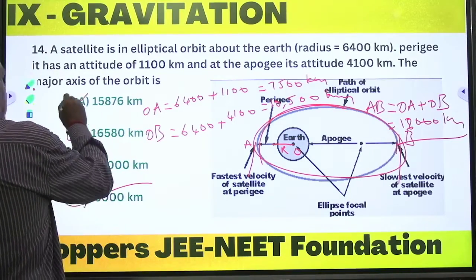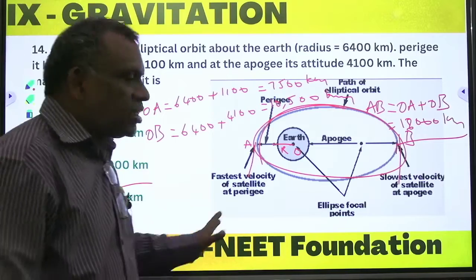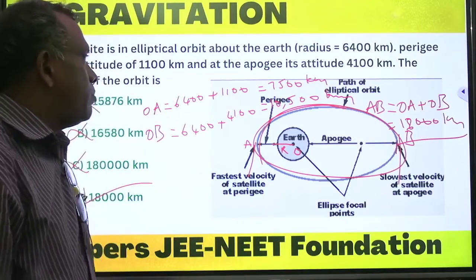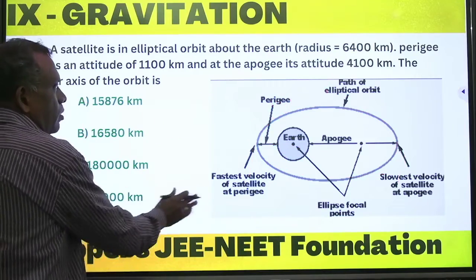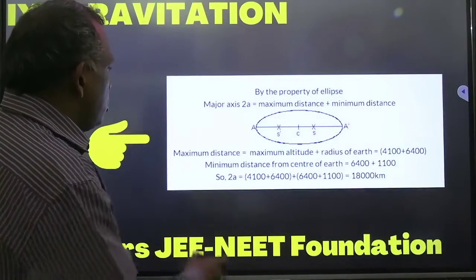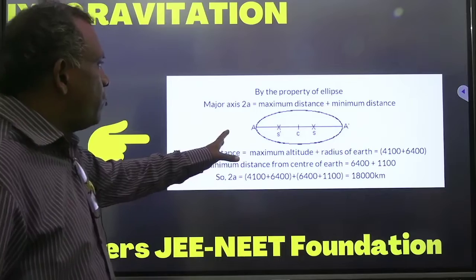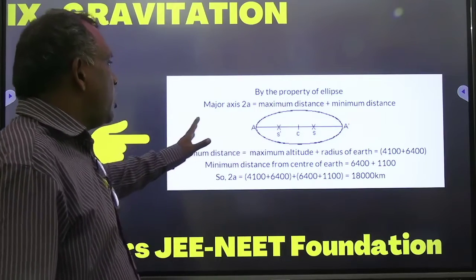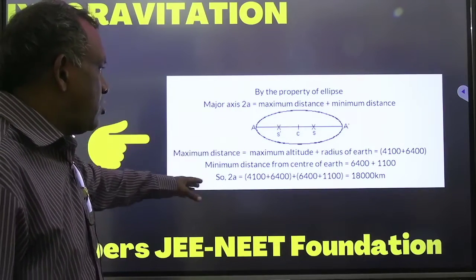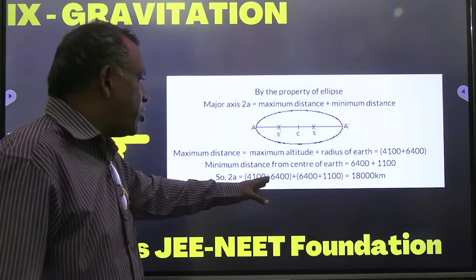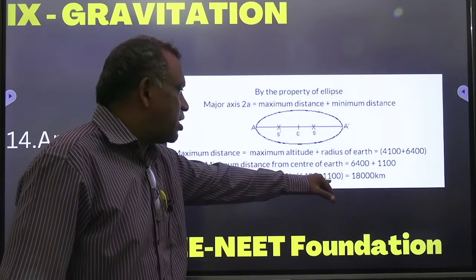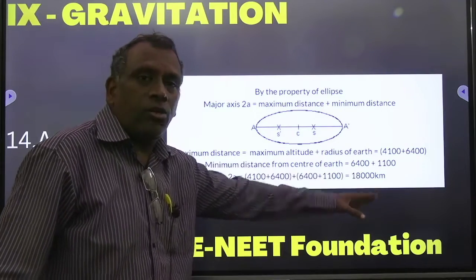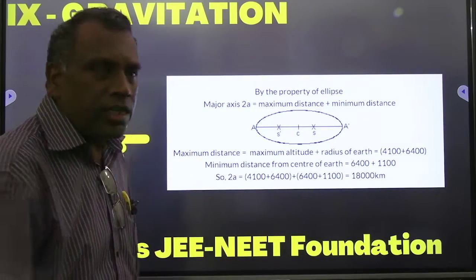The remaining three options are wrong. See, this is the simple way you can solve this problem. So this is about question number 14. In the question number 14 explanation, by the property of the ellipse major axis, you can find it like this: 2a equals 4100 plus 6400, where 6400 is the radius of the earth, plus 1100, which is 18,000 kilometers. You can solve it in this very simple way.